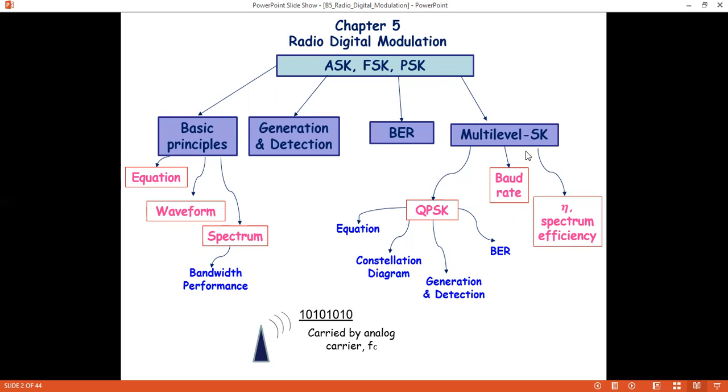And for multi-level, also look at the baud rate. Okay, what is the definition of bit rate, the relationship between baud rate with bit rate, and number of bits. So these are the main concepts or things that you need to understand for chapter 5. Okay, so with this, I conclude chapter 5.